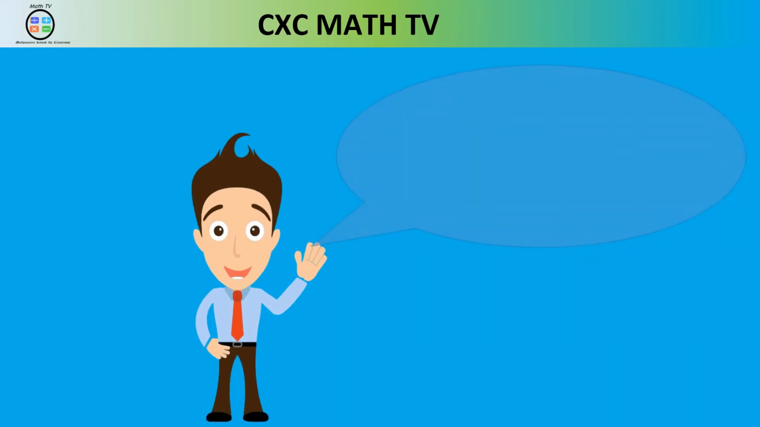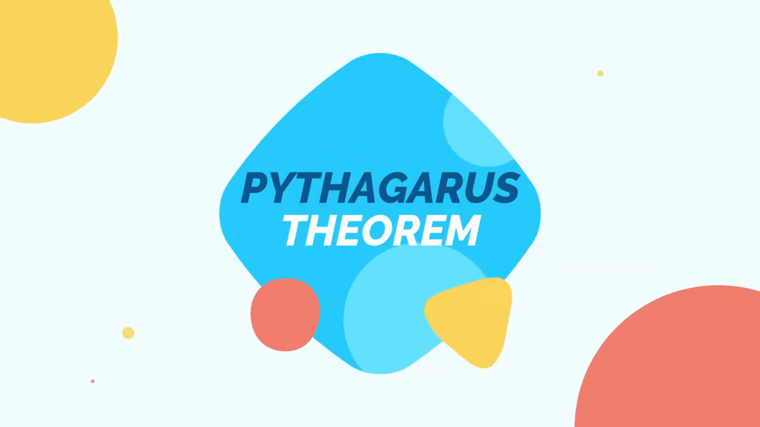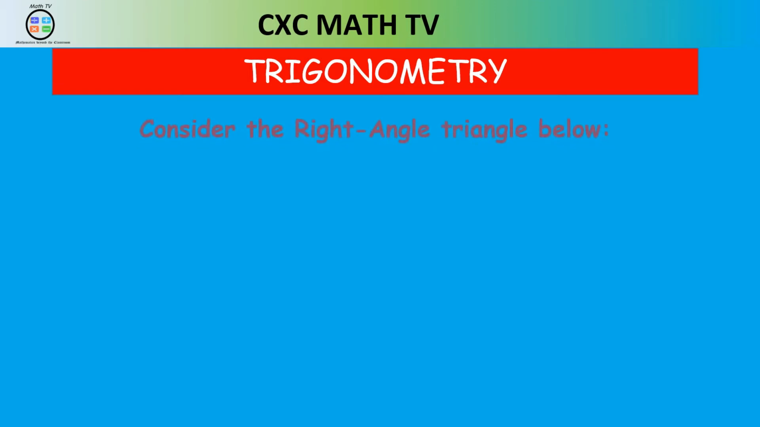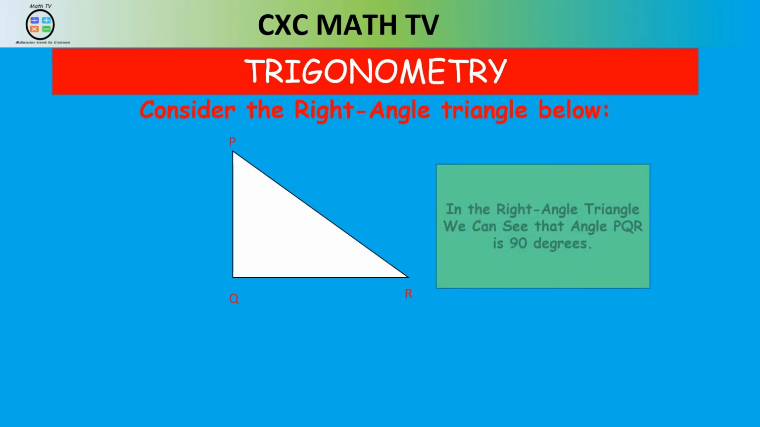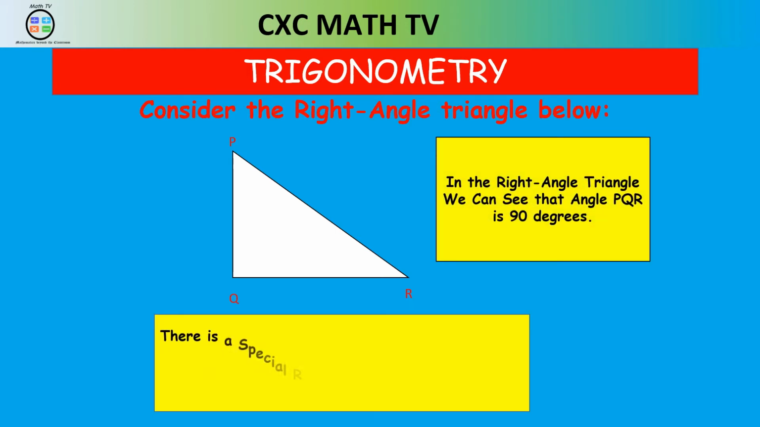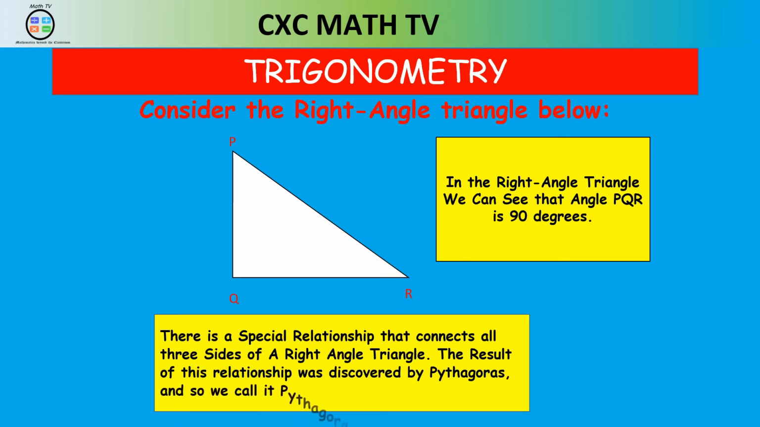Today we'll be looking at Pythagoras Theorem in trigonometry, a really nice topic. Now consider this right angle triangle right here, triangle PQR. We know that it's a right angle triangle because the angle at Q is 90. But there is a special relationship that connects the three sides of a right angle triangle. That relationship was discovered by Pythagoras, and so we call it Pythagoras Theorem.